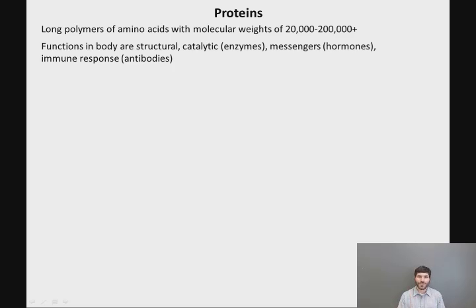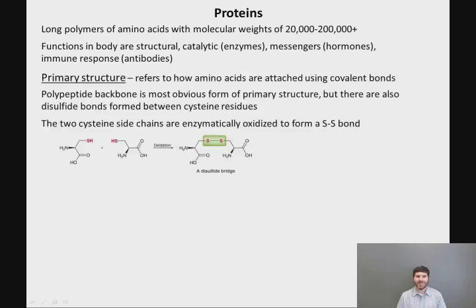They're structural, they are catalysts, namely enzymes. They can serve as messengers if they're hormones, or they could be involved in the immune response as antibodies. So in terms of the structure of proteins, which is what we're going to talk about in this lesson, there are four levels of structure. There's primary structure, secondary structure, tertiary structure, and quaternary structure.